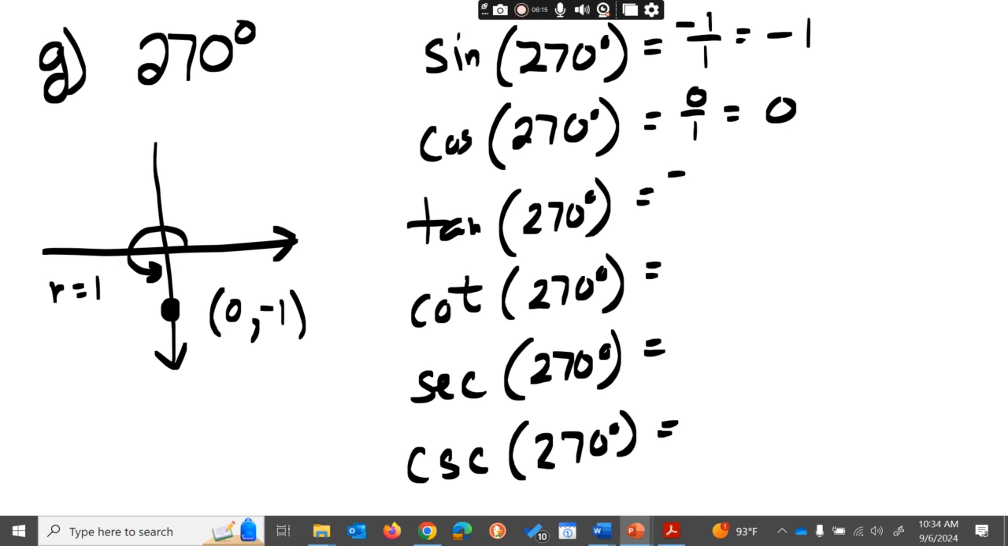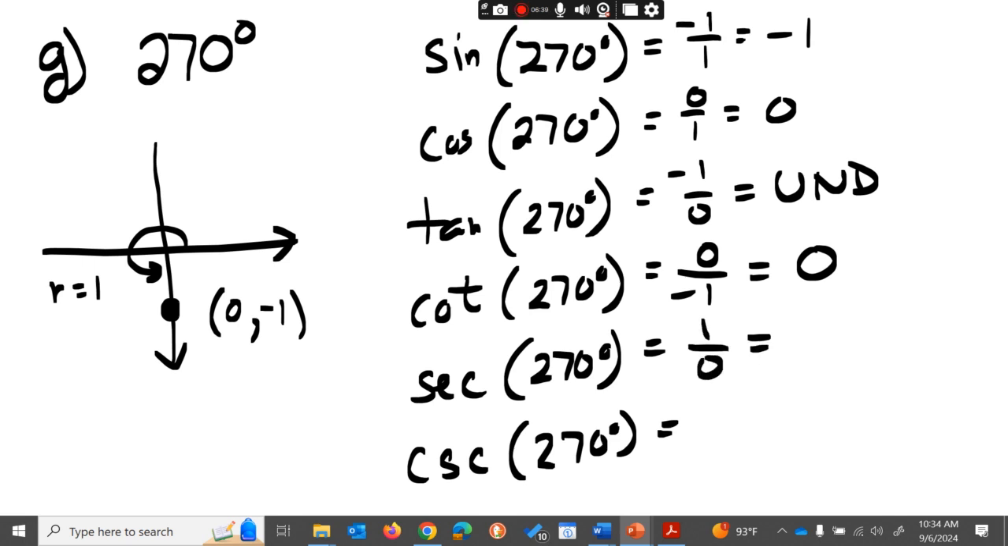Oh, that is weird. Okay, so these trig functions actually sometimes can be undefined. So instead of writing out undefined, you could just write UND. You can't divide by 0. There's no such thing as dividing by 0, so therefore there's that. Okay, cotangent, though, is going to be 0 over -1, or just 0. All right, how about secant?